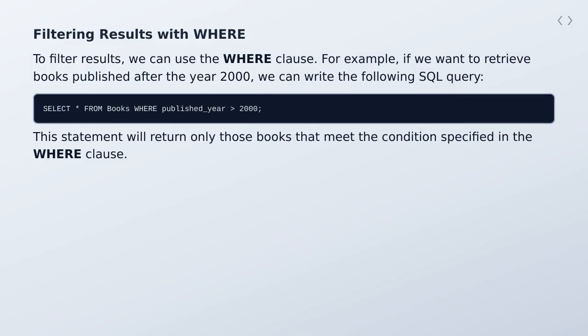This section covers filtering results with where. To filter results, we can use the where clause. For example, if we want to retrieve books published after the year 2000, we can write the following SQL query. The samples on screen walk through this step. Take a moment to read through them. This statement will return only those books that meet the conditions specified in the where clause.